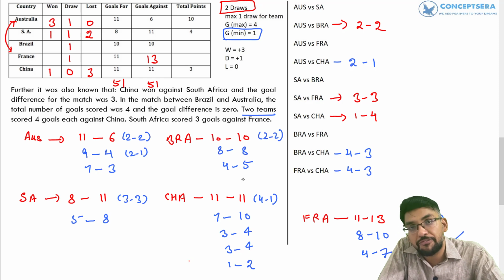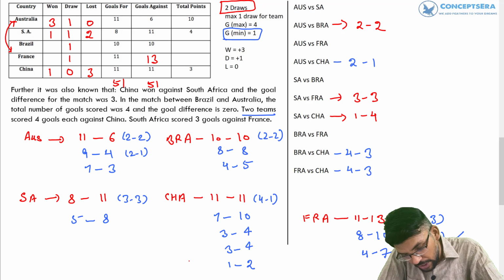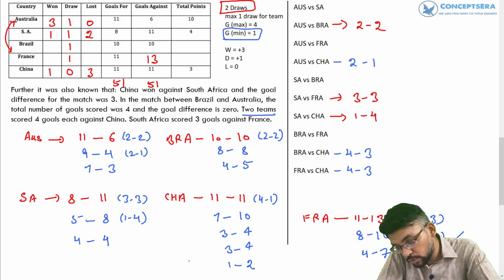Now we have almost filled this particular table. So now all the matches are over for China, and only one goal line which we did not write is South Africa and China. So let's write down this particular goal line, which is 1-4 here. So the goal line left out for South Africa will be 4-4. Now the goal line for South Africa is 4-4, and South Africa won 1 match, 1 draw and 1 lost here.